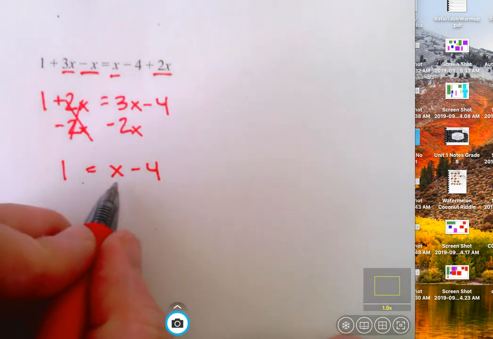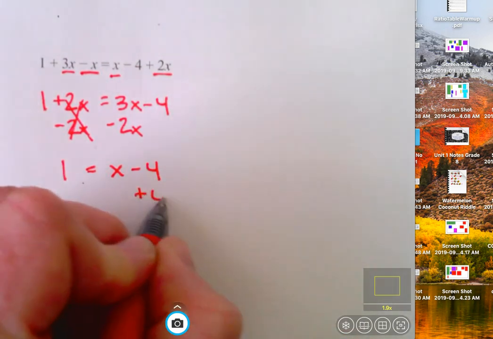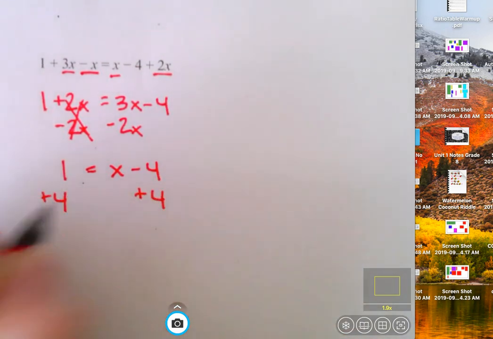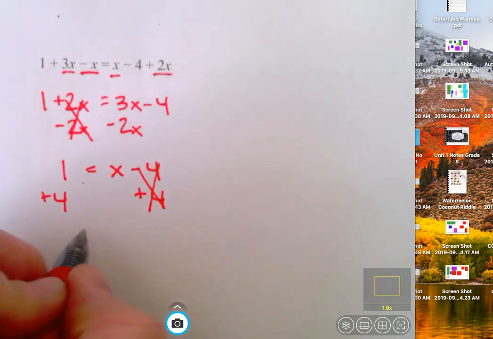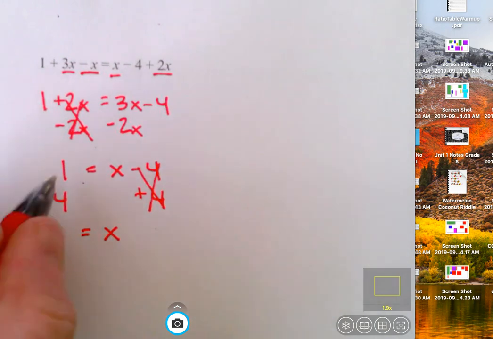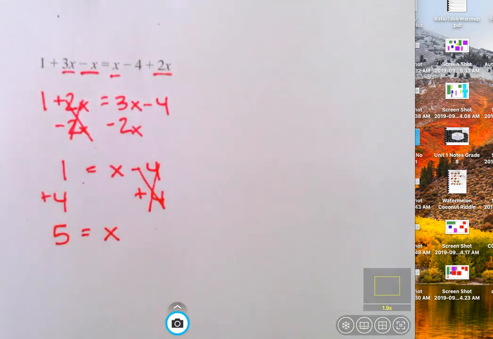So I'm trying to figure out what x is, so let's get rid of this negative 4 by adding 4. Negative 4 and a plus 4. 1 plus 4 is 5. We're done. Okay.